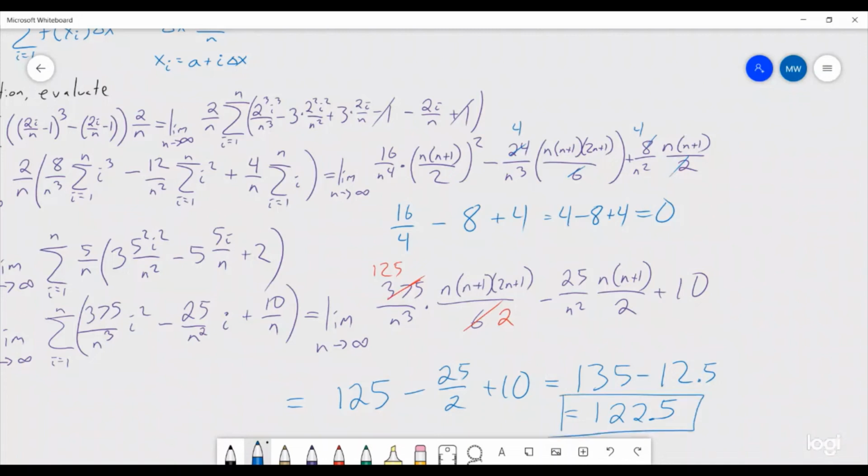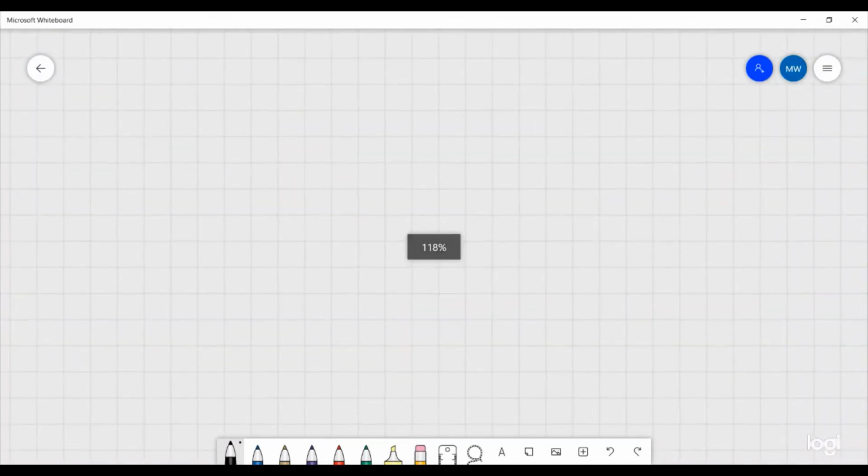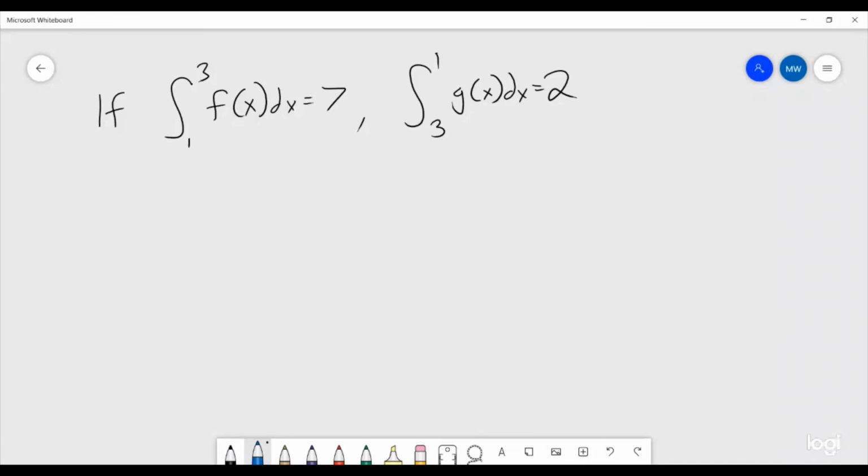Alright, so now let's talk about how we might be able to use some other properties of definite integrals. So let's say that we know that the integral from 1 to 3 of f of x dx is equal to 7, and the integral from 3 to 1 of g of x dx is equal to 2. So let's say that we know that. Your job is to figure out what the following three integrals are.